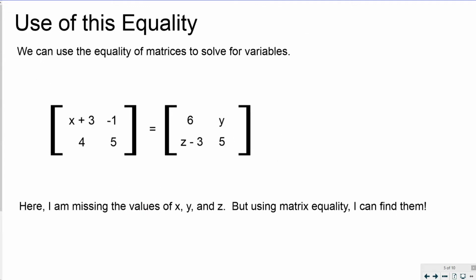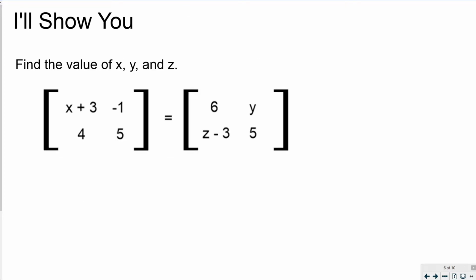So, the use of this equality. We can use the equality of matrices to solve for variables. So here, I am missing the values of x and y and z, but using matrix equality, I can find them. So, I'm going to take you through that example. Find the value of x, y, and z.